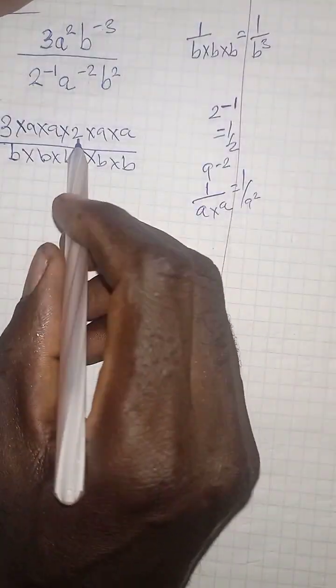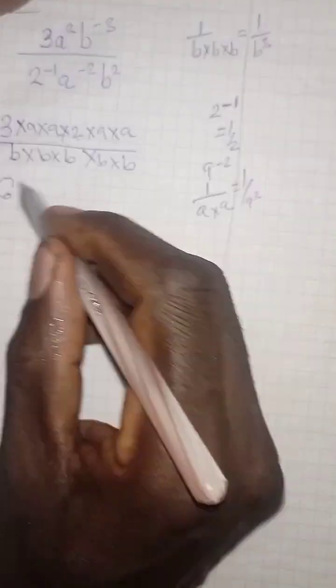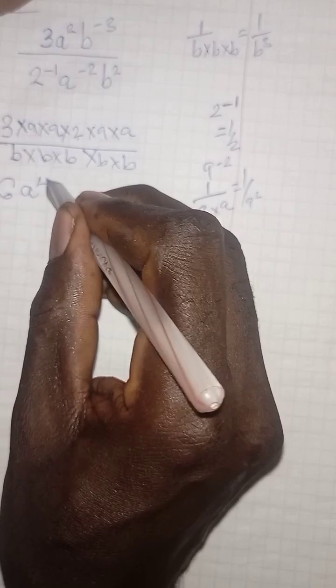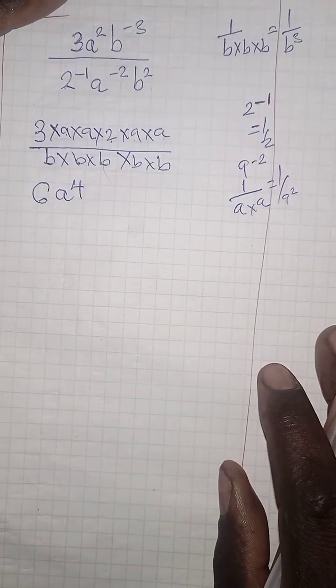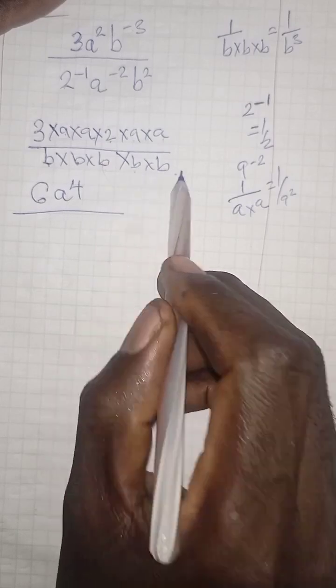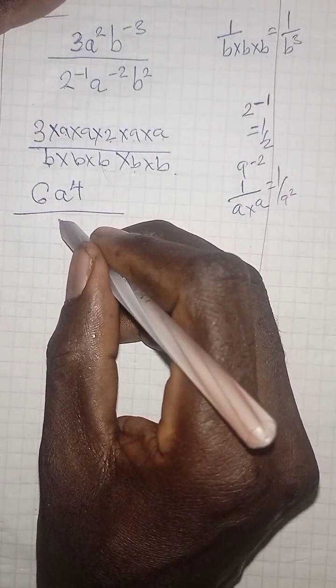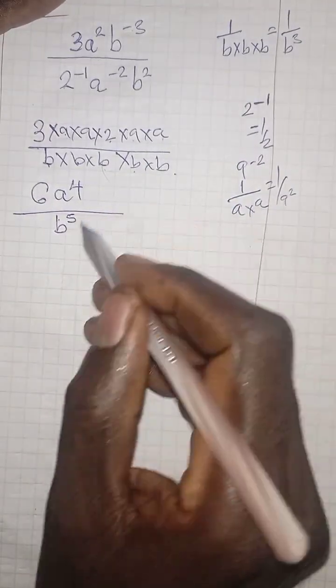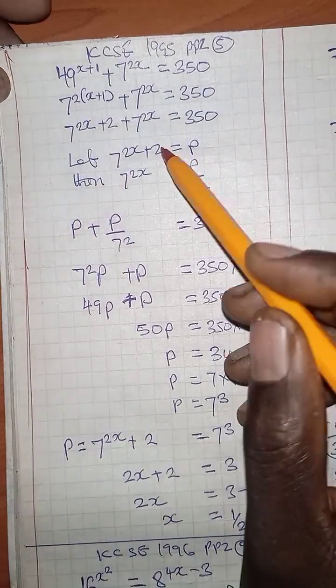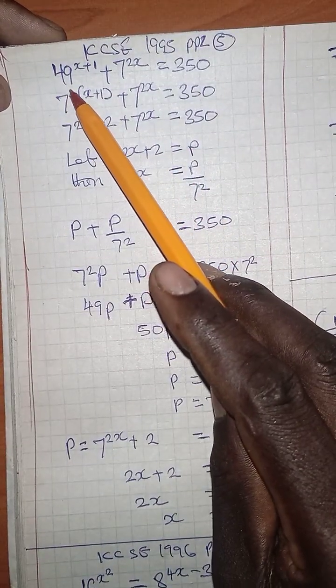Now let's solve. We have 2 multiplied by 3, we get 6, and then how many a's do we have? 1, 2, 3, 4. So we shall have a raised to the power of 4 as the numerator. What about the denominator? We have how many b's? 1, 2, 3, 4, 5. So we shall have b raised to the power of 5. That becomes the answer.